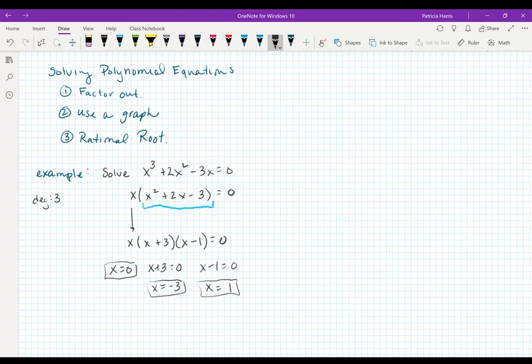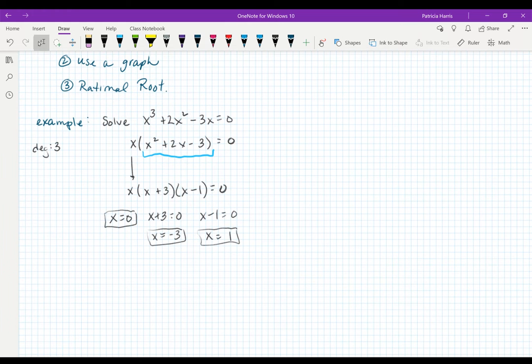Okay, all right, let's do another one. Again, we're going to keep with factoring. The next lesson will deal with something that is not as straightforward.